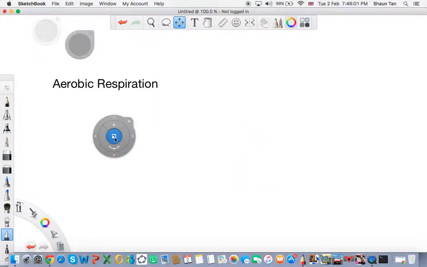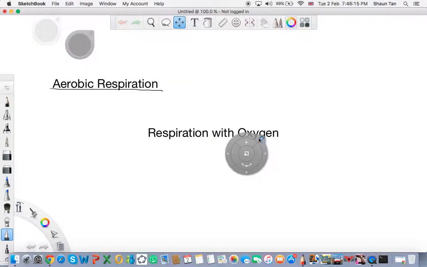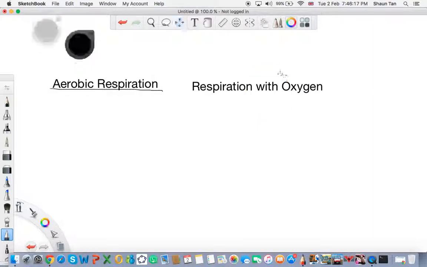As I said, it means respiration with oxygen. This is a very important bit, so I urge you to remember this. Respiration with oxygen. That is what aerobic respiration is. So yes, you have to remember that.